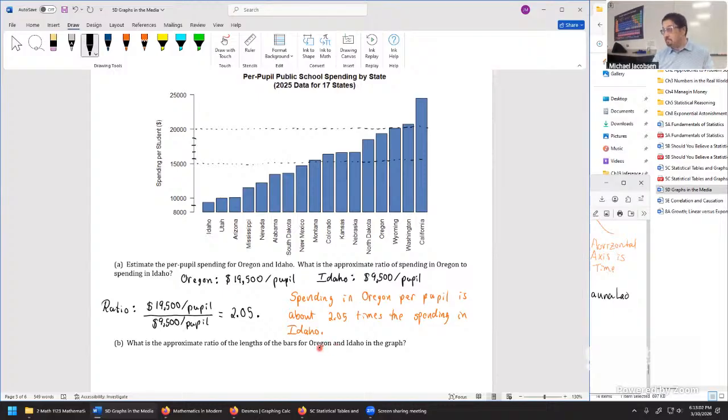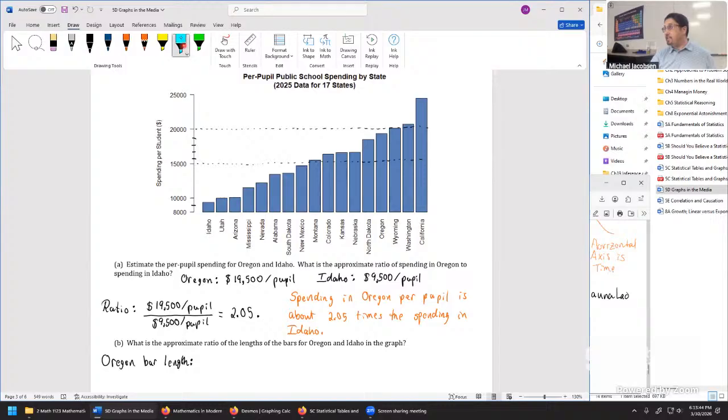Now let's start with Oregon. Let's call this Oregon bar length. And a good way to do this is, notice it starts at 8,000. So if we want to find the length of any bar, we can just take the height of it, subtract 8,000, and that's going to be the length of any bar we're looking at. So if we're interested in Oregon, we would use this estimate we have that the height of that bar is about 19,500. But the length, because it starts at 0 on this chart, would be this number minus 8,000.